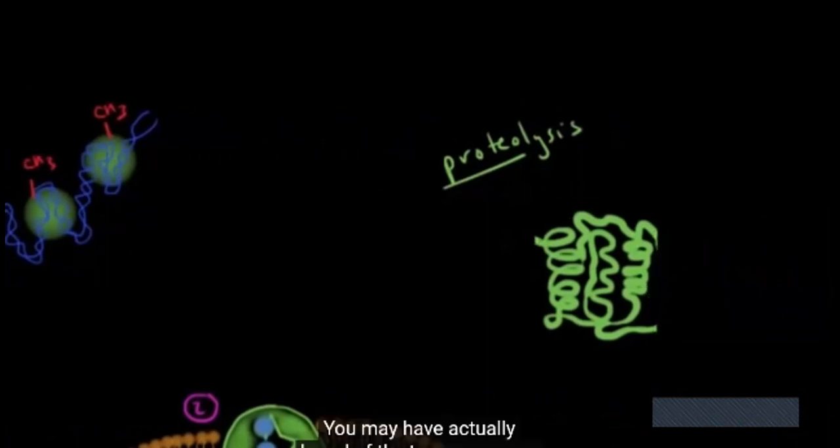And you may have actually heard of the term zymogen. A zymogen is an inactive form of an enzyme. And sometimes the way to activate a zymogen is by cutting it. And that's proteolysis.